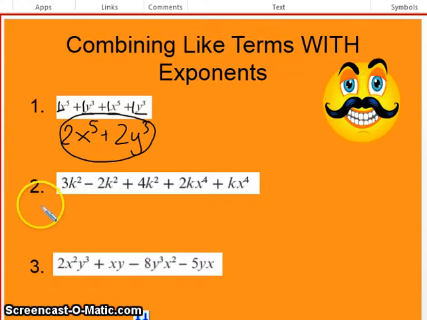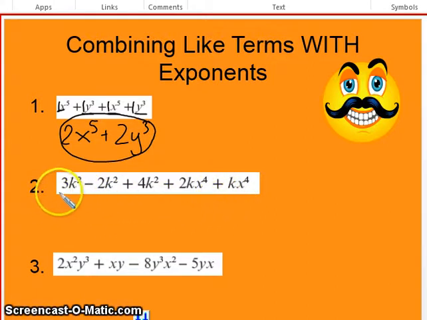In example 2 here, I've got 3k squared minus 2k squared plus 4k squared plus 2kx to the fourth plus kx to the fourth. Now this has a couple of different kinds of like terms. So what I'm going to do is circle some sets of like terms, and I'm going to maybe put a square or a triangle around other sets.